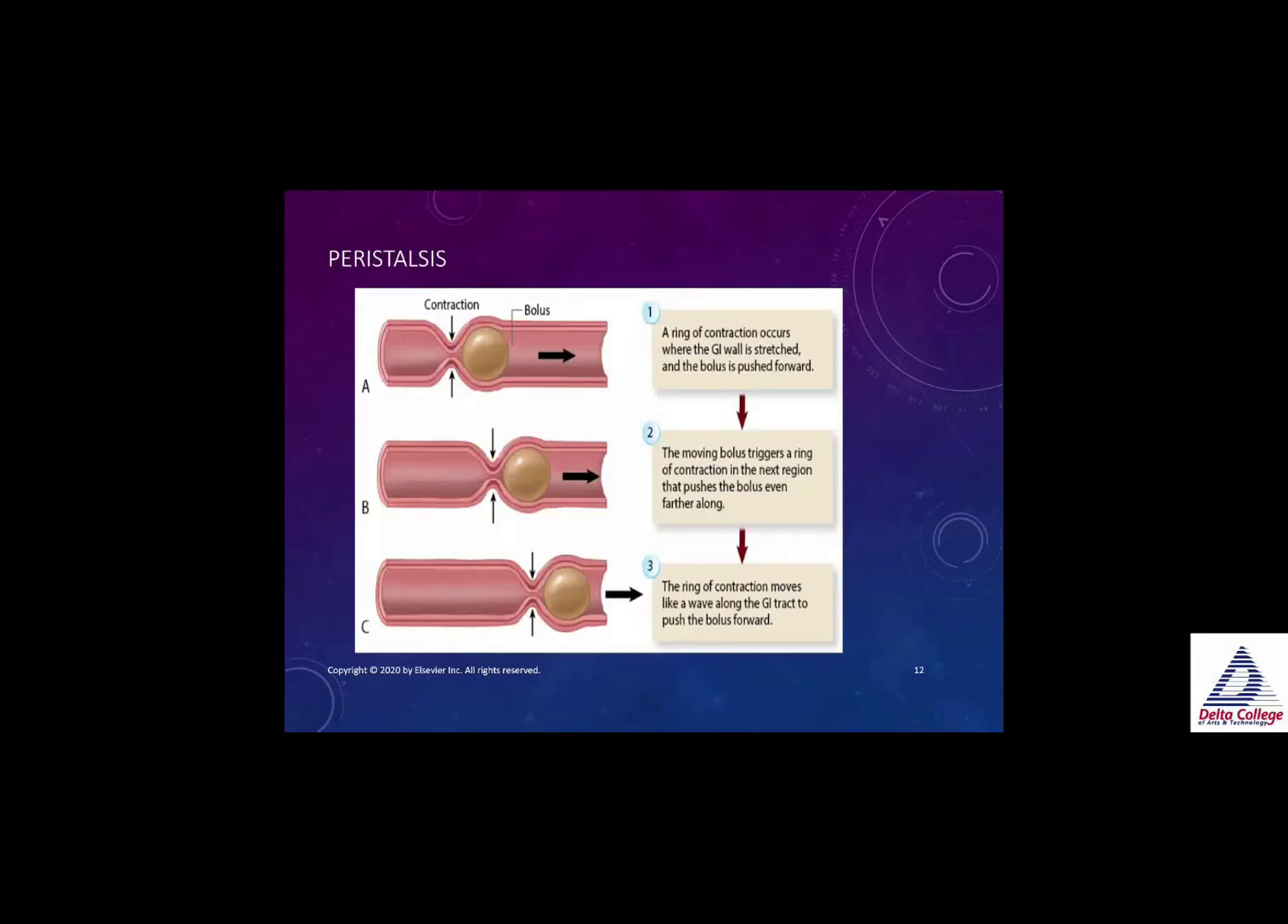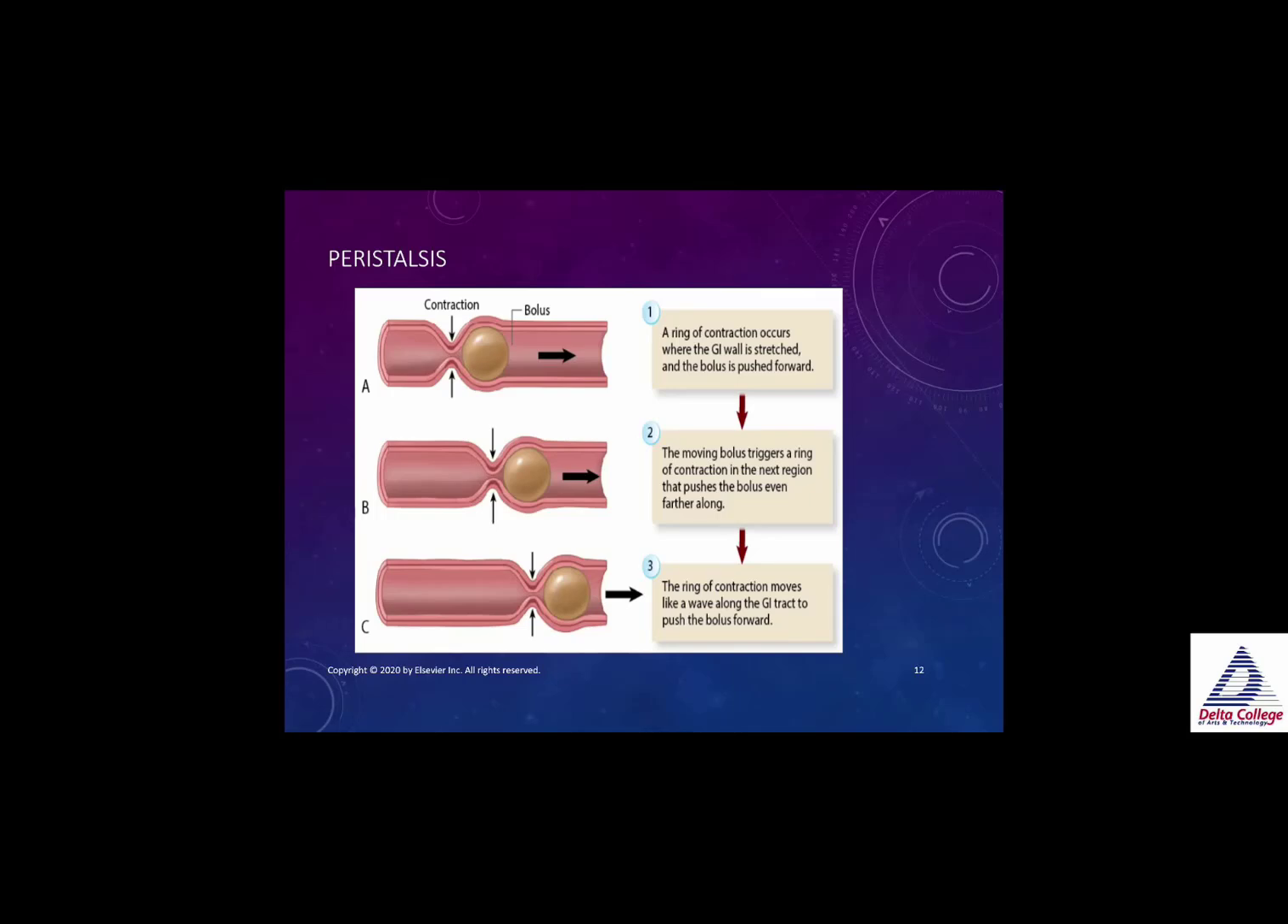This shows peristalsis, which is the muscular contraction that moves a bolus along. A bolus is that big, large chunk of food. So you can see where a ring of contraction occurs where the GI wall is stretched, the bolus is pushed forward, then the moving bolus triggers a ring of contraction in the next region that pushes the bolus even farther. The ring of contraction moves like a wave along the GI tract to push the bolus forward.